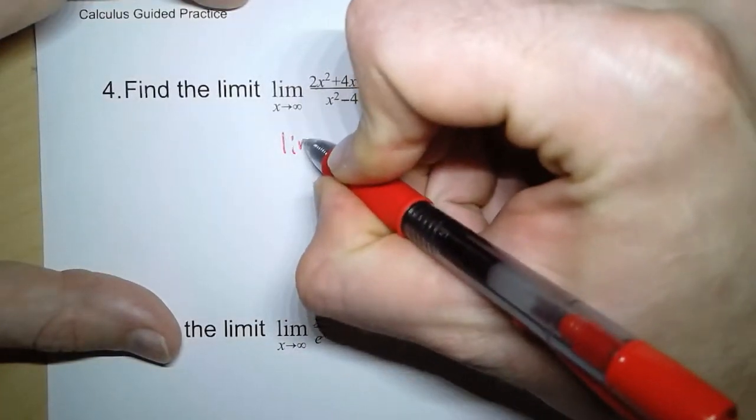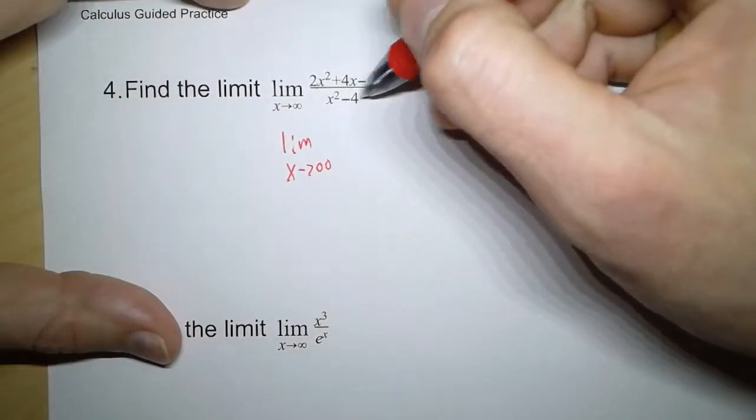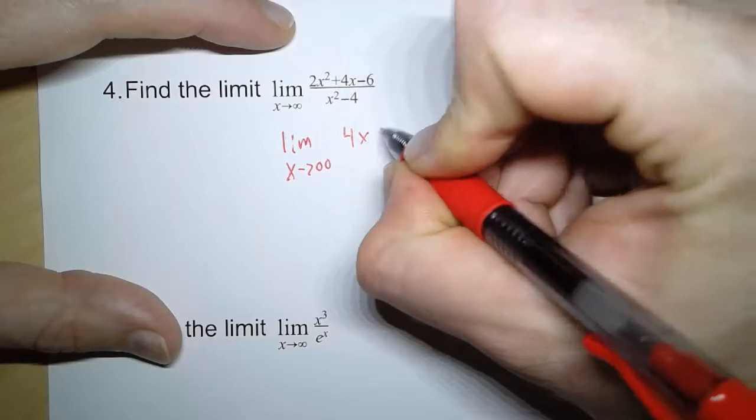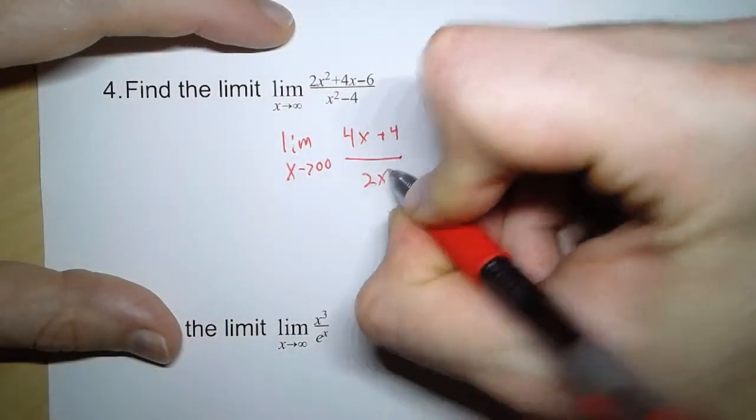So we want the limit as x approaches infinity, and so we find the derivative of the top and the bottom separately. So the top becomes 4x plus 4, and the bottom becomes 2x.